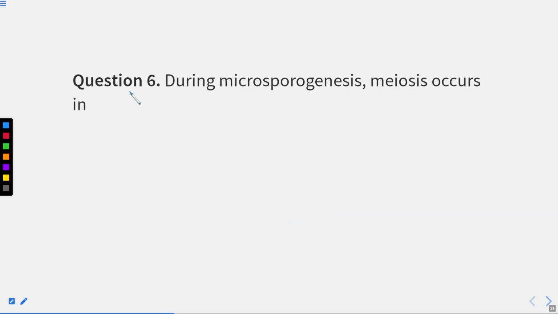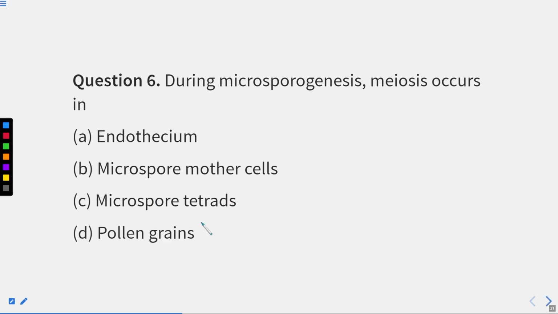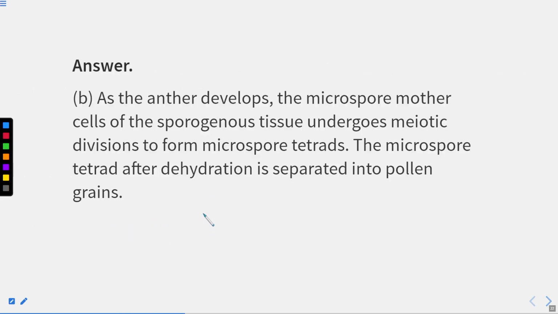Now let's talk about question number 6. During microsporogenesis, meaning during formation of microspores, meiosis occurs in: first, endothecium; second, microspore mother cell; third, microspore tetrad; and option D, pollen grains. Here the correct option is option B. This is the answer to this question.